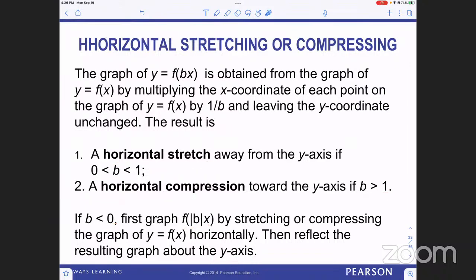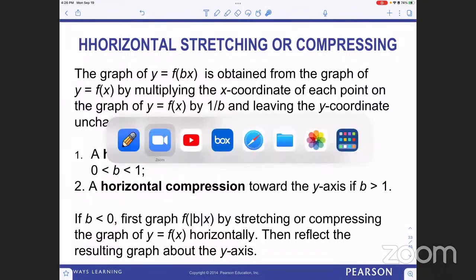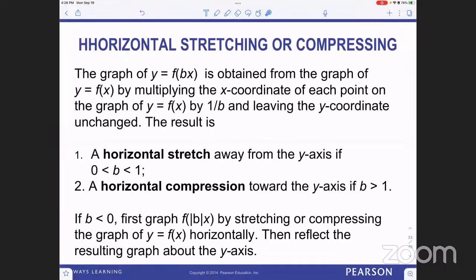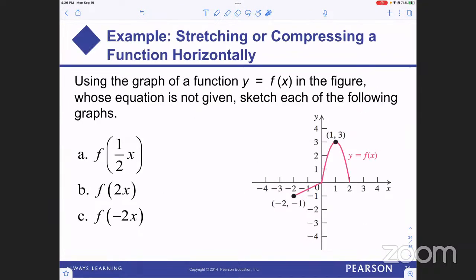Okay, let me just check the Zoom really quickly. Check. That looks okay. Okay.